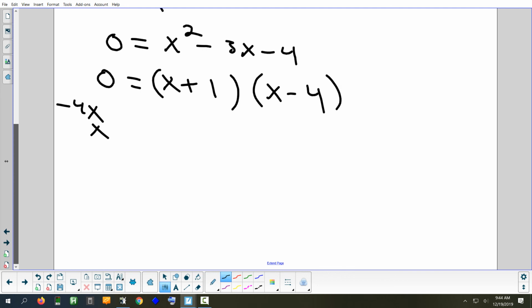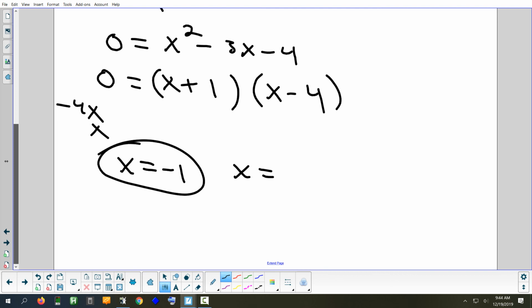Okay. Now my last step is I just have to figure out what would make these two factors 0. Stephen, what would make this first factor 0? Would you subtract 1? Yep, and what would you get for x? Just -1. -1. And Jason, how about the other factor? 4.